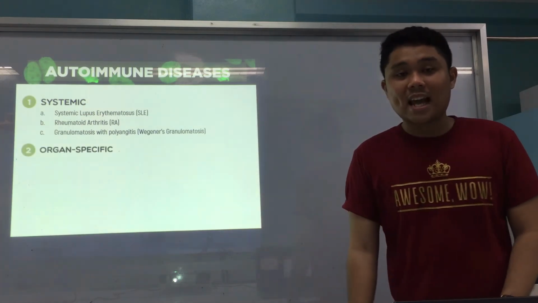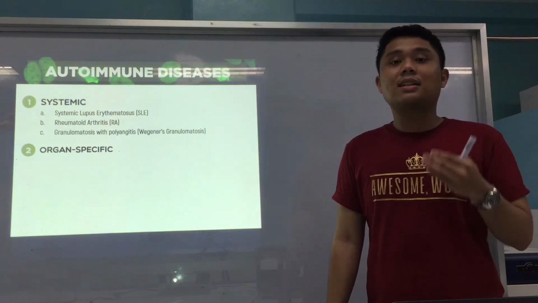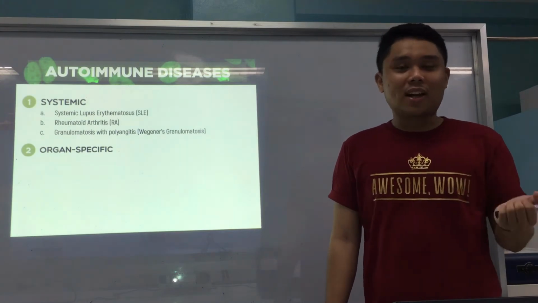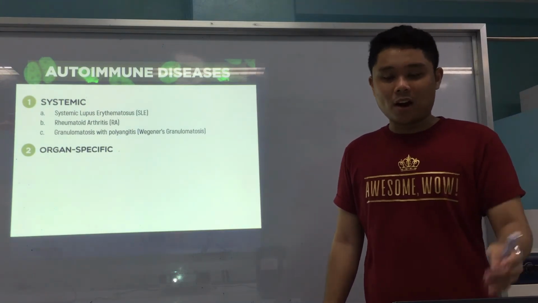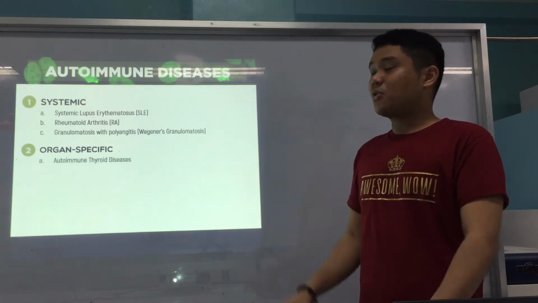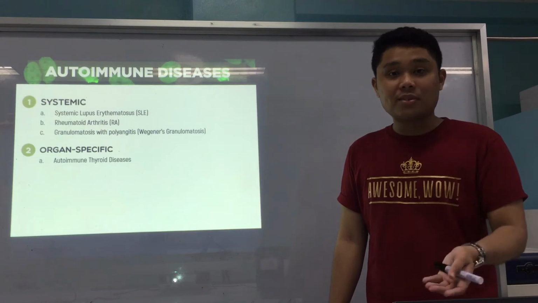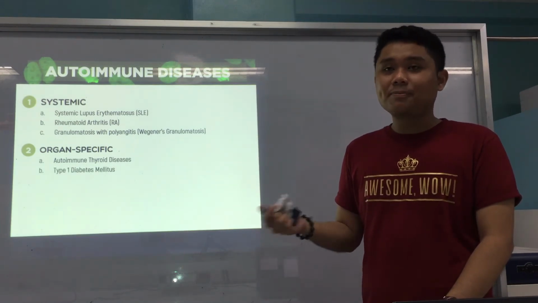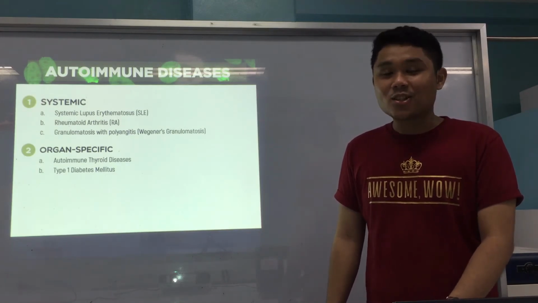And of course, the second type is organ specific. When we say organ specific, it's in the name, it's an autoimmune disease that targets a specific organ. So for example, it only targets the liver, it only targets the thyroid, it only targets your stomach, etc. Alright? And the first example is of course autoimmune thyroid diseases. You have Hashimoto's, Graves' disease, okay? You have type 1 DM, which attacks your pancreas, right? Inside the cells, you have the beta cells in the islets of Langerhans.